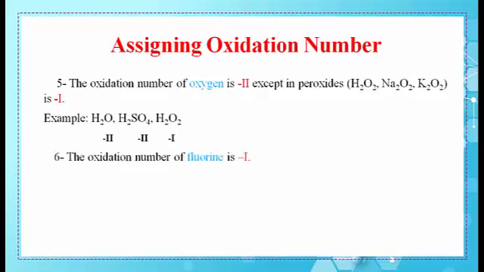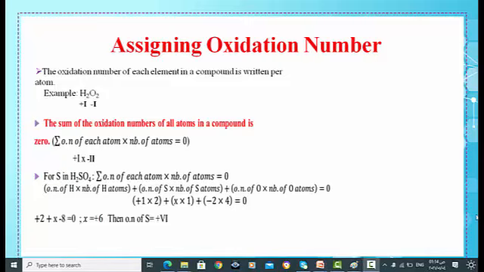The oxidation number of fluorine is always -1 in a compound. Examples, KF and MgF2: F in a compound always has an oxidation number of -1. The oxidation number of each element in a compound is written per atom. For example, in hydrogen peroxide, the oxidation number of hydrogen is +1 whatever the subscript is. Also, the oxidation number of O is -1 since it is a peroxide, and the subscript does not affect it. The sum of oxidation numbers of all atoms in a compound is 0.